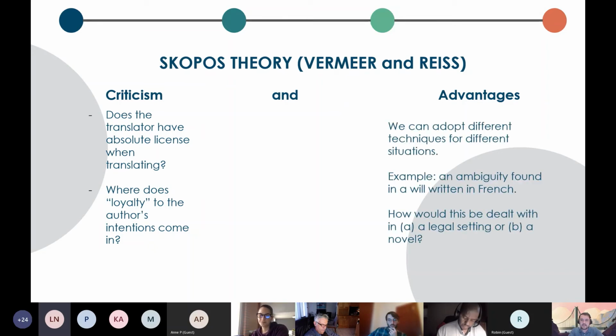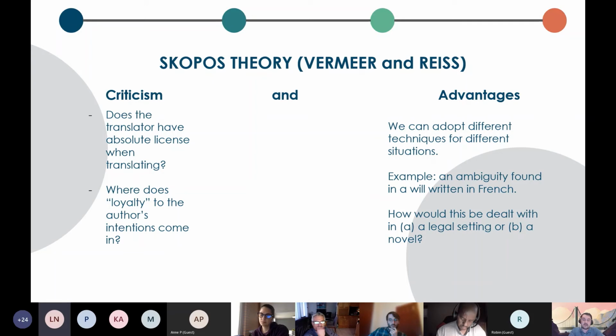But the advantages to this are you can adopt different techniques for different situations. So, for example, if there's an ambiguity found in a will that was written in French, how would this situation be dealt with in a legal setting? So if we have Scopus theory in mind, we would probably leave the ambiguity in the text, and then in maybe a translator's note, tell whoever the target audience is that this is ambiguous, that somebody who is reading this in French would not fully understand what is said.